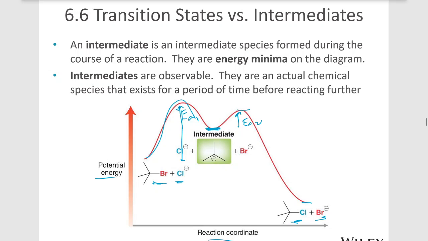We've still got our transition states up here at the top, where our bonds are breaking and forming. But in the intermediate, we don't have bonds breaking and forming. That's a true species. It may not be very stable, and it won't hang around very long, but it's still a true species with bonds fully broken and fully formed.